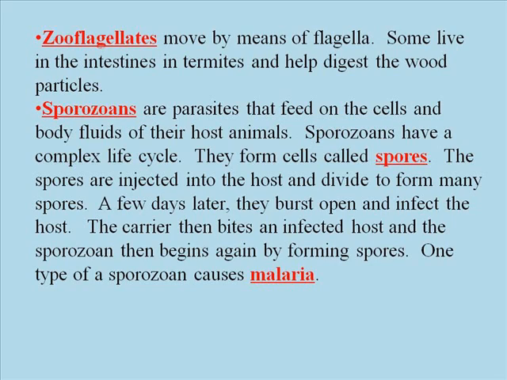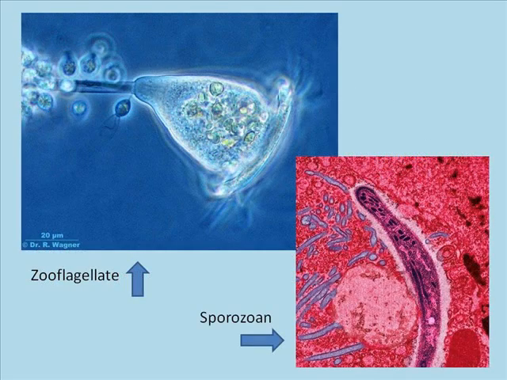infecting the host. If a carrier comes along, like a mosquito or a fly or something like that, that bites the infected host, then the sporozoan will be transferred to other living things by this carrier. One of the sporozoans we are going to talk about in class is malaria, but we will talk more about those and a few others in class, and I will show you more examples. The top picture here is a picture of a zooflagellate, and the bottom here is a sporozoan.